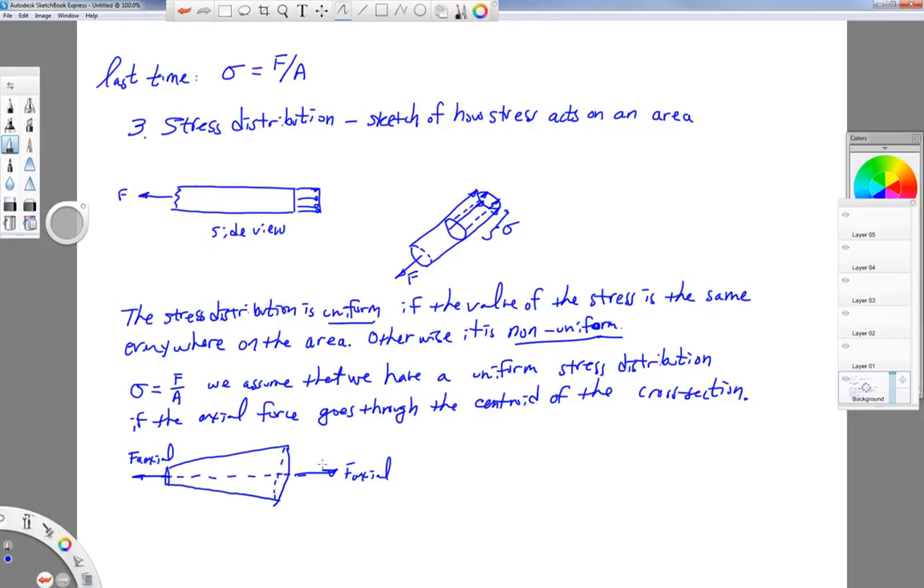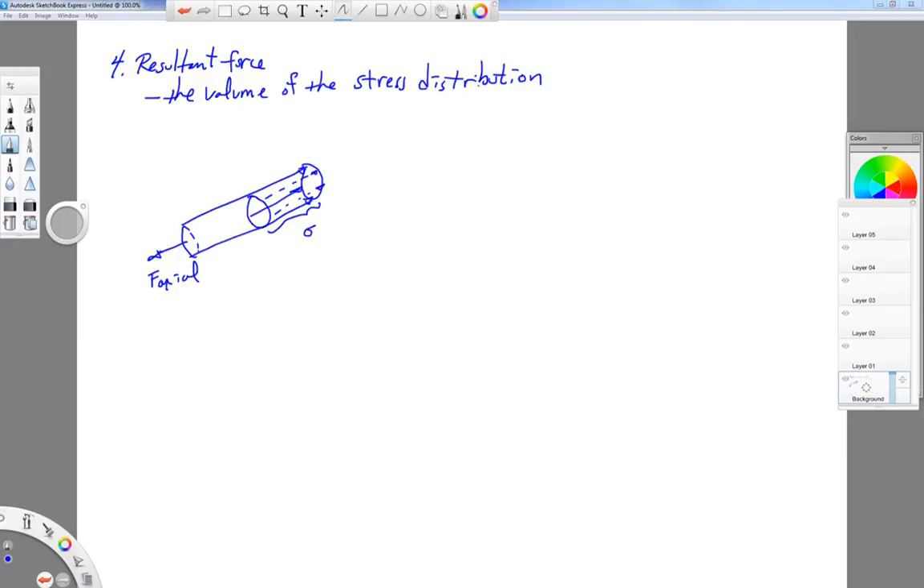Now there's another word that I just used, and that is resultant force. And so let's talk about that one in a little bit more detail too. We're going to define the resultant force as the volume of the stress distribution. So if we look at our previous example of a round bar with an axial force on it, we get this stress distribution, sigma, that has the same height everywhere. We have the area of the cross-section that we would know. And if you notice, that stress distribution in this picture takes the shape of a cylinder.